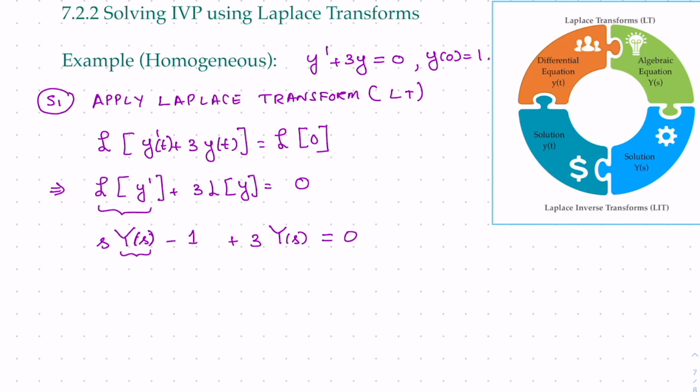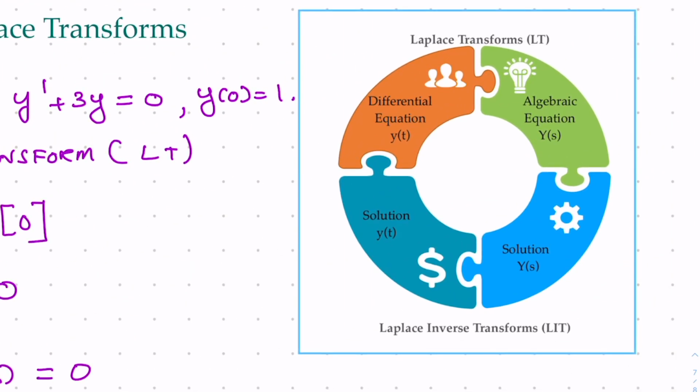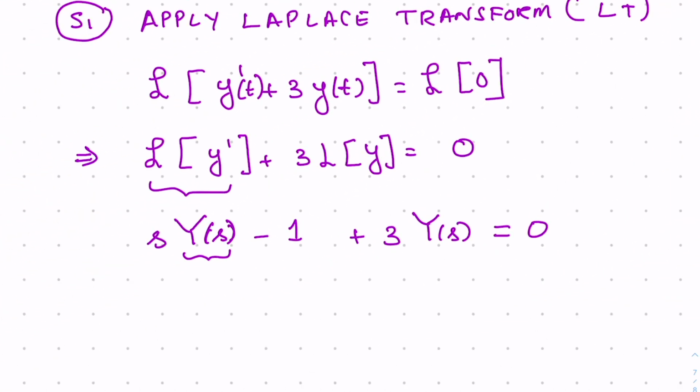And now what I'm going to do, so now I have a differential equation in terms of y of t. I use the Laplace transform. Now I have an algebraic function capital Y of s. That's what I have, right? What is the next step? We're going to solve for this Y of s, right? And I see there's a Y of s in here, there's a Y of s over there.